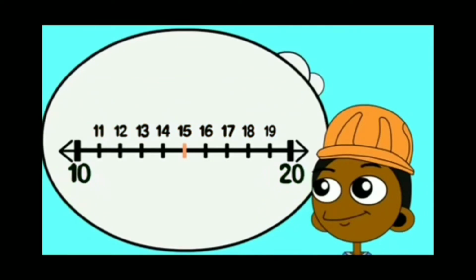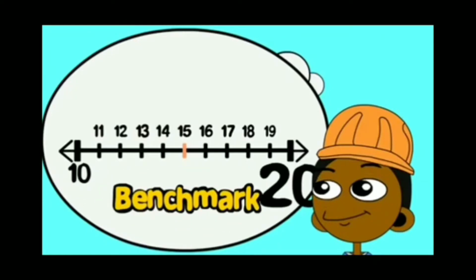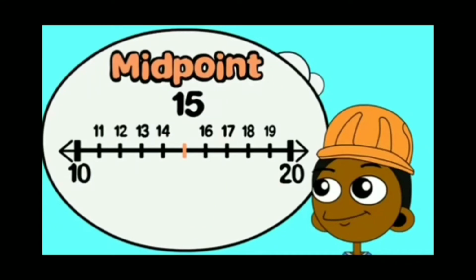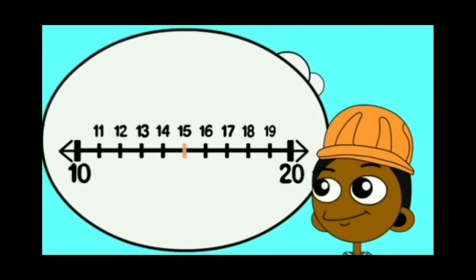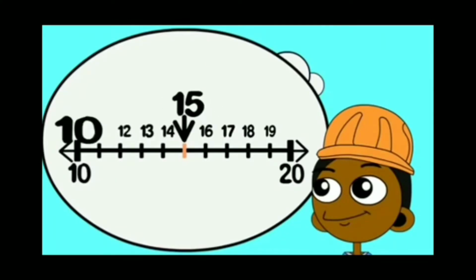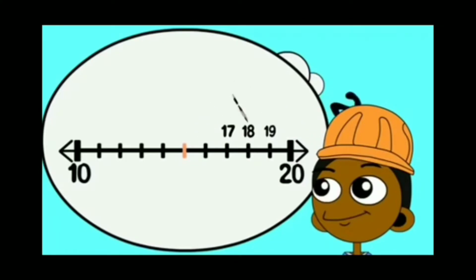The nearest tens on either side of the number are useful benchmarks. The midpoint is the number which is halfway between the benchmarks. If the number you want to round is less than the midpoint, then you round down. If the number is at the midpoint or more than that, round up.